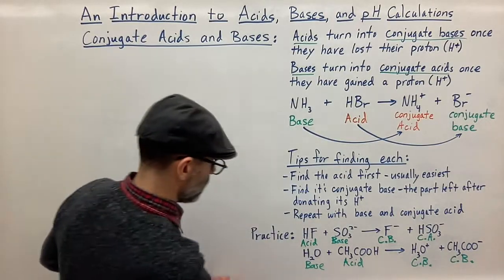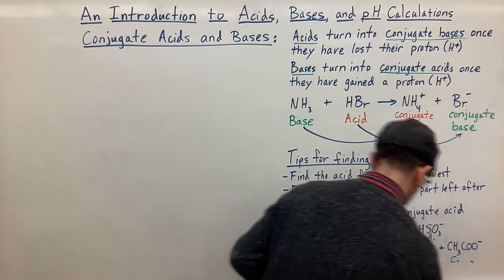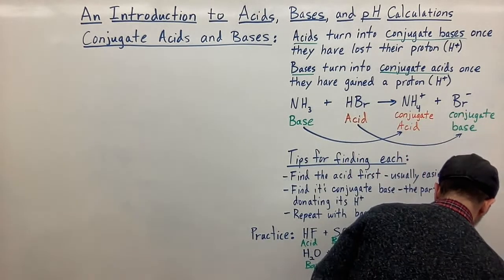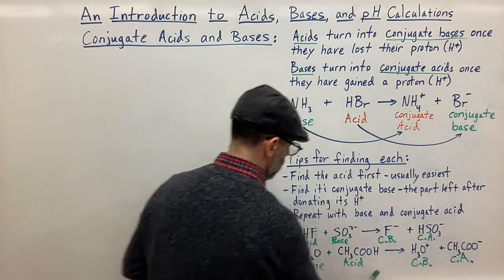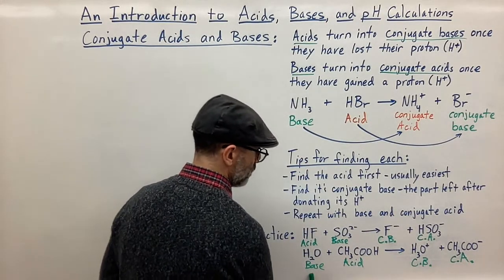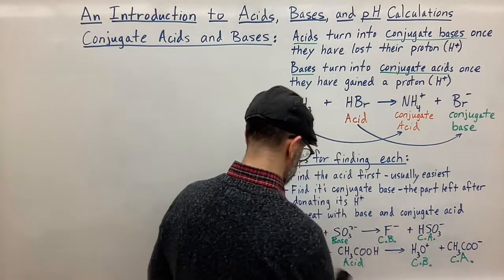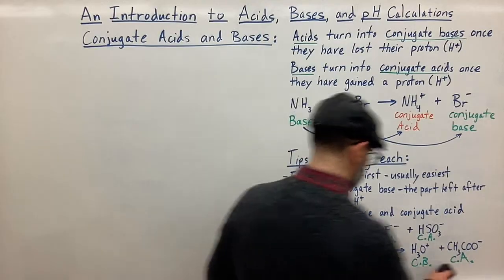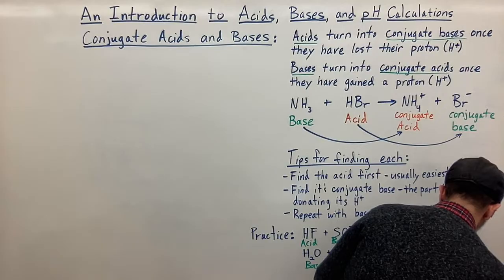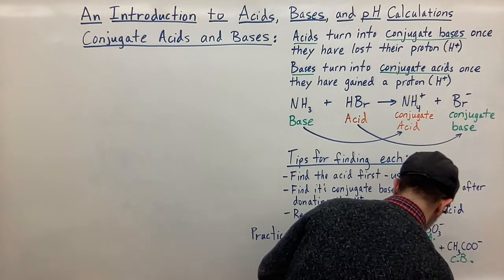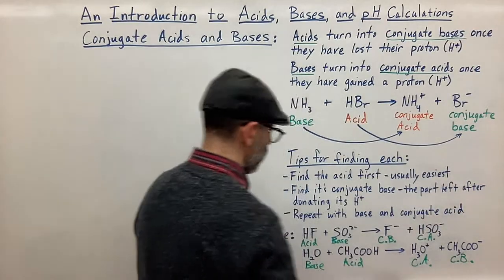Oops, did I mess it up? Oops, this should be conjugate acid. Why didn't someone say something to me? Okay, I caught my mistake. So here we have the base and the conjugate acid. What am I doing? We have acid, conjugate base. I changed the wrong one. Acid, conjugate base, and this is the conjugate acid. Here we go. Good. Okay, finally.